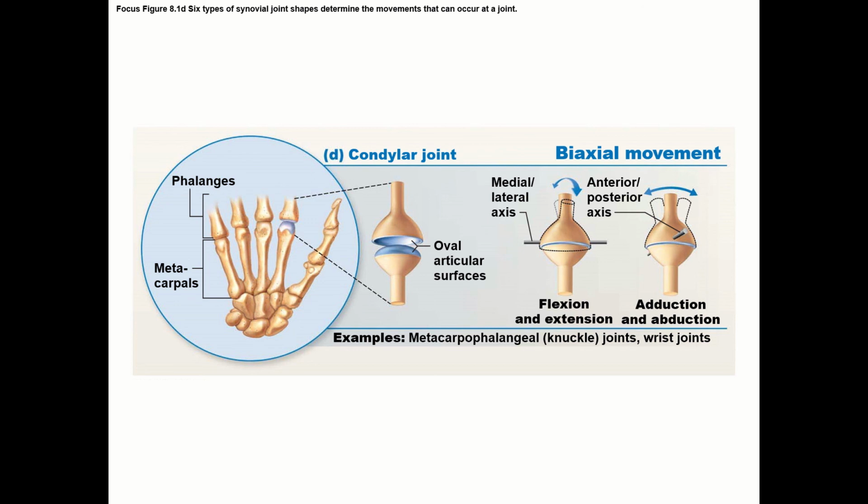And so because of the shape of that joint, you get 2-plane motion or biaxial motion. So you get, in that case, flexion extension and then abduction adduction.